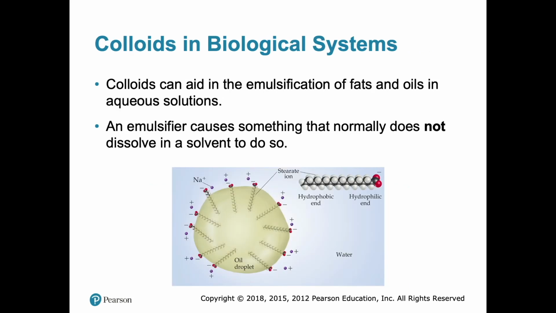But I think the one that everybody knows the most is your phospholipid bilayer in your cells. And your phospholipid bilayers in your cells are very similar to this, where it has a hydrophobic tail or nonpolar tail and a hydrophilic head, which likes water. And what it will do is surround things that are nonpolar and help them dissolve in water.